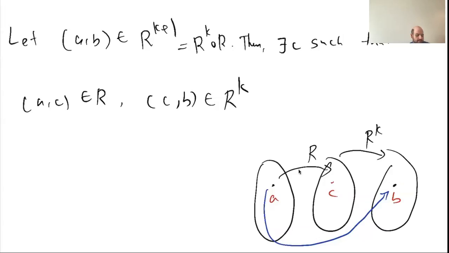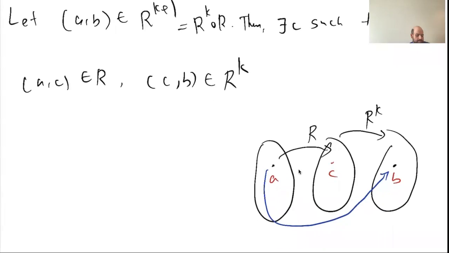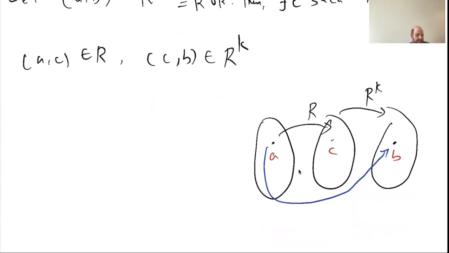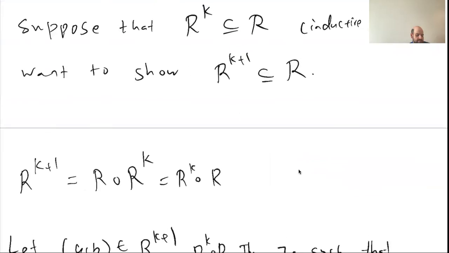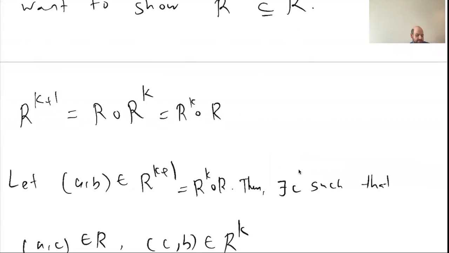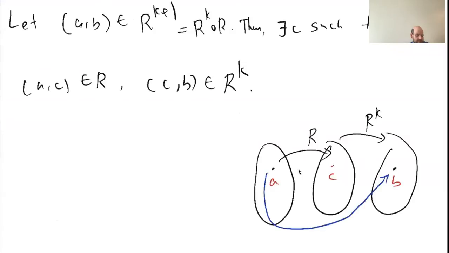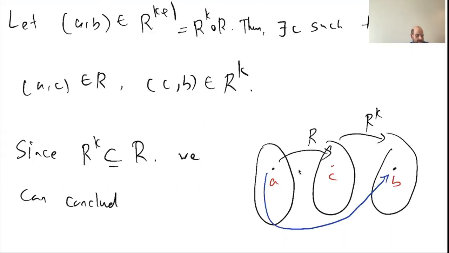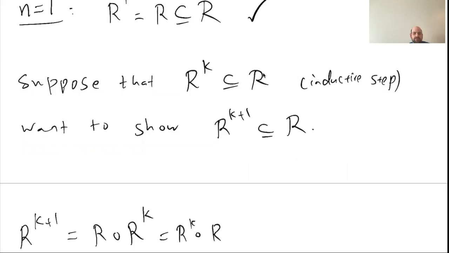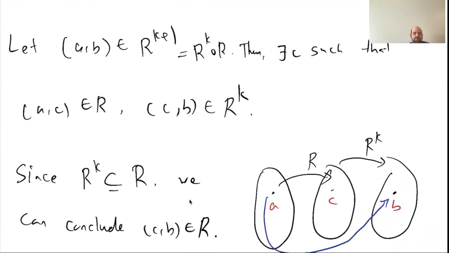Okay. Now, (A, C) is in R, (C, B) is in R_K, but my assumption was that R_K is a subset of R, right? So since R_K is a subset of R, we can conclude that (C, B) is in R as well, right? See, (C, B) here is in R_K, and R_K is a subset of R by the assumption in the inductive step. So I can say that (C, B) is in R.